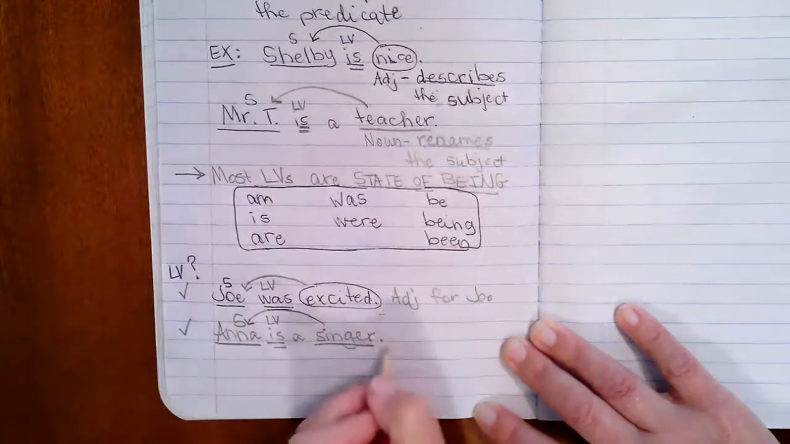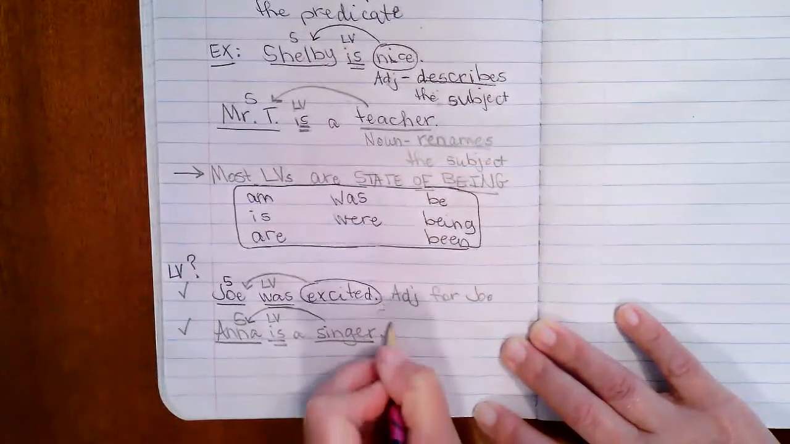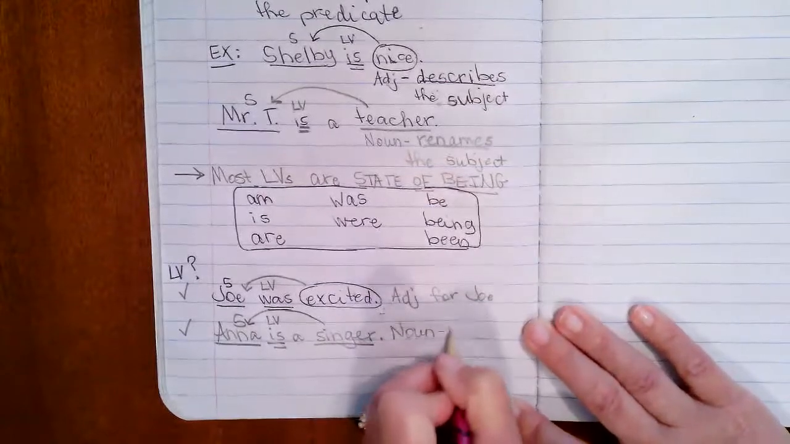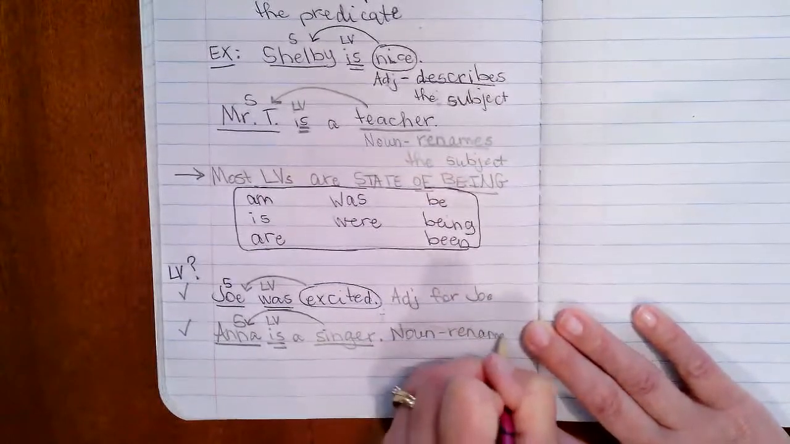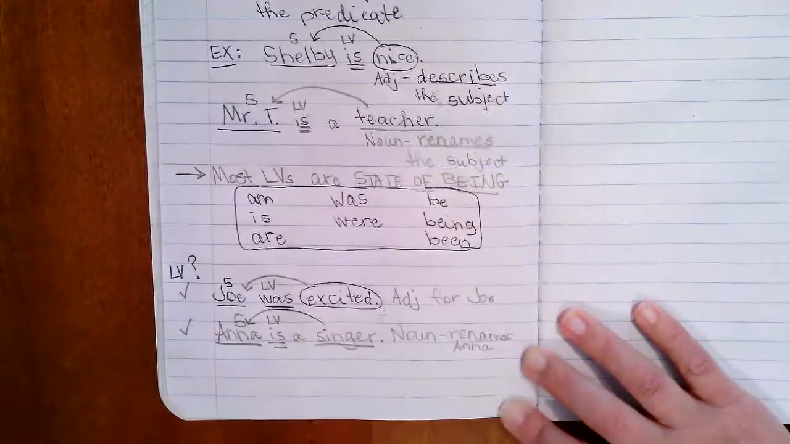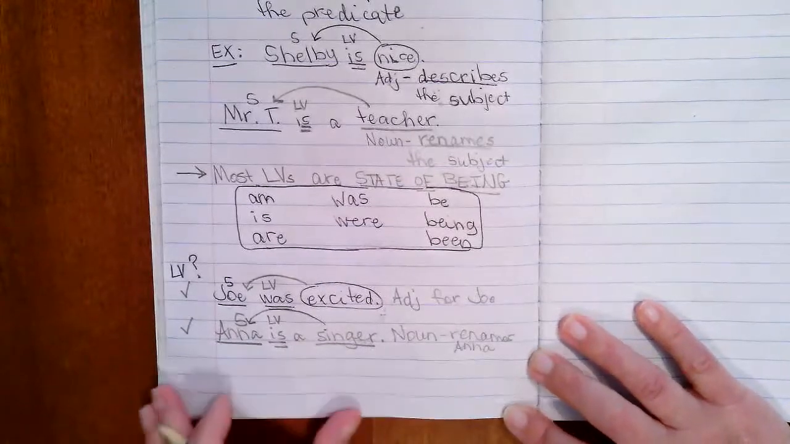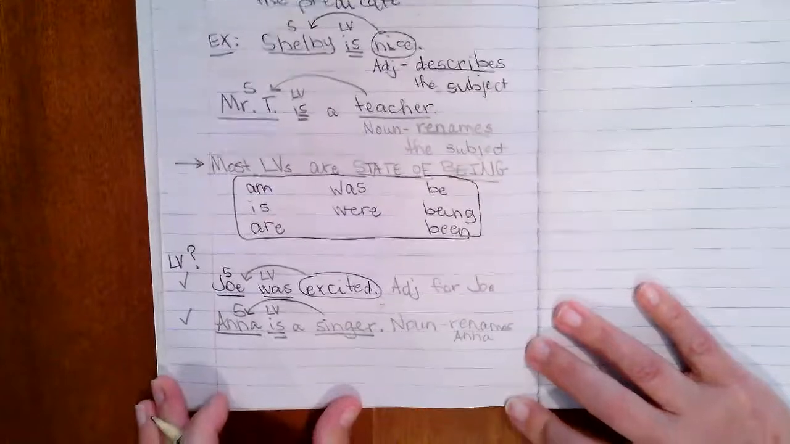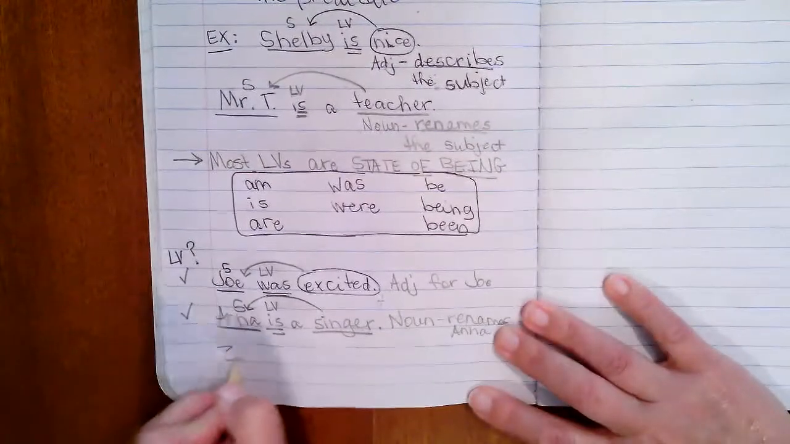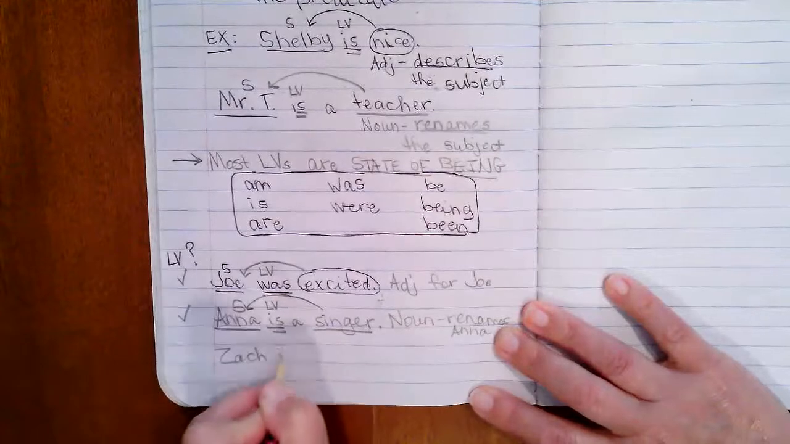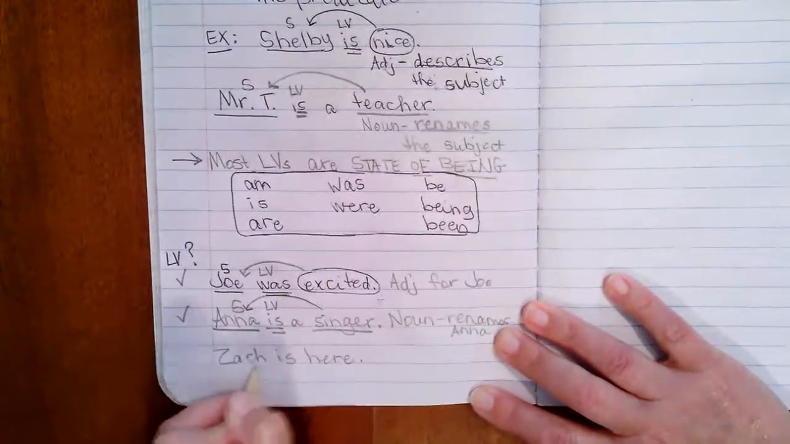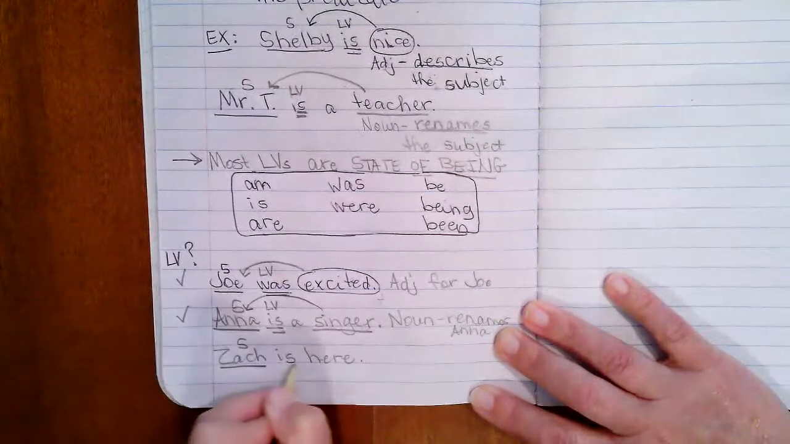It follows the rule because singer is a noun and it renames Anna. All right, it has a job of renaming Anna. All right, I'm gonna throw one more on here, okay? Last example. Zach is here, okay? All right, so Zach is our subject.